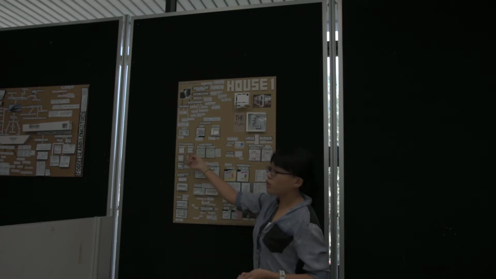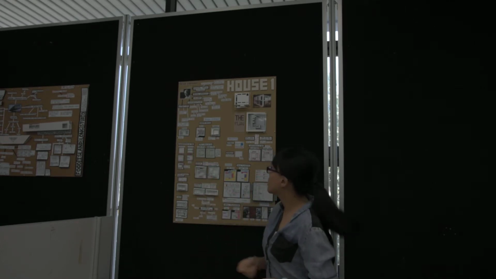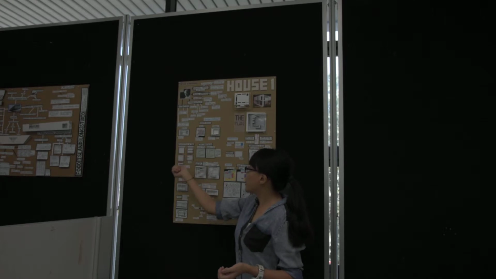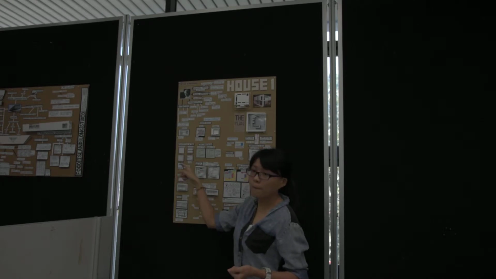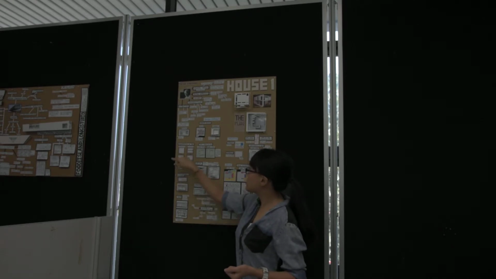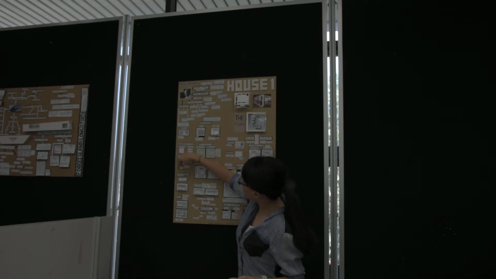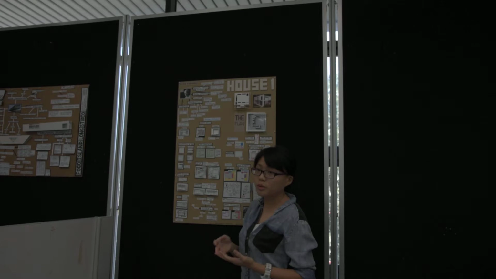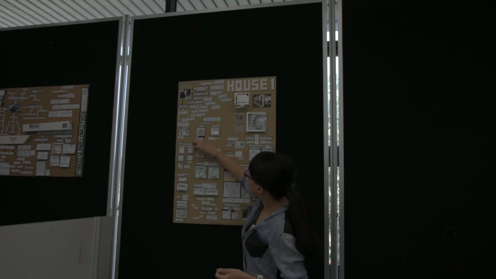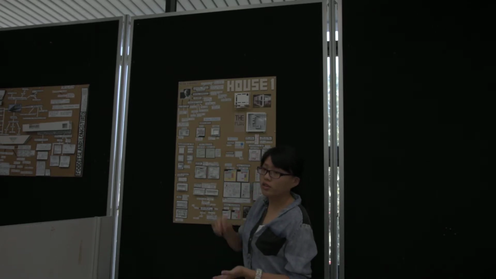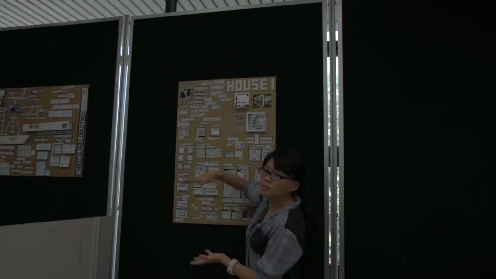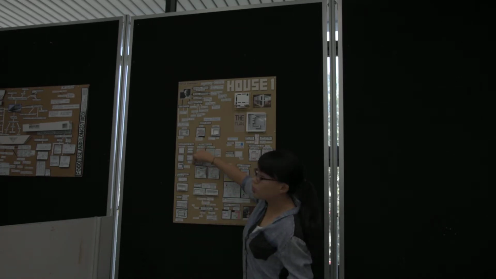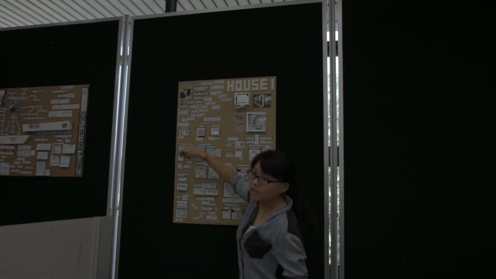The transformation of form is basically the subtraction, subtracting from the plan. Subtraction is done here and for the opening. And the other one is the dimensional transformation, where the volume of the house is doubled up. So it's a double volume. This one is actually the mezzanine floor.